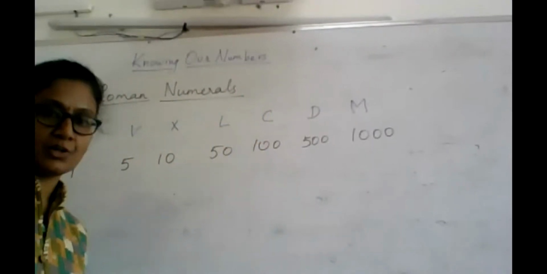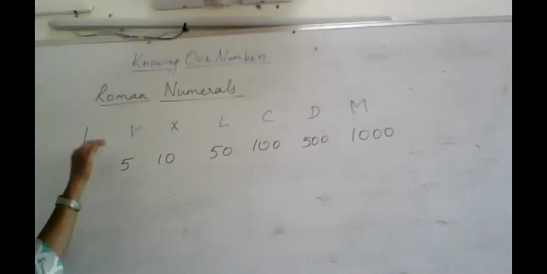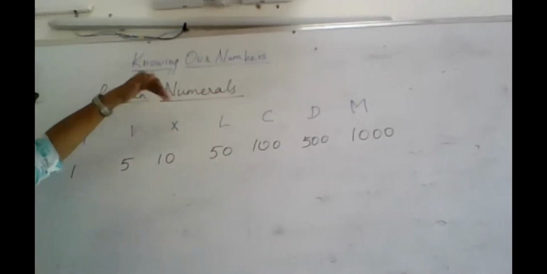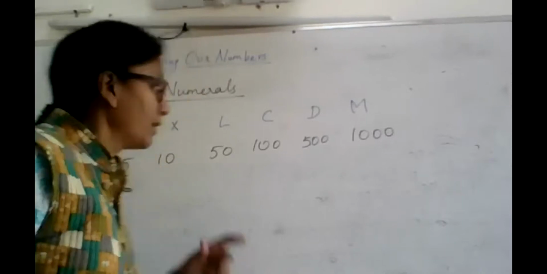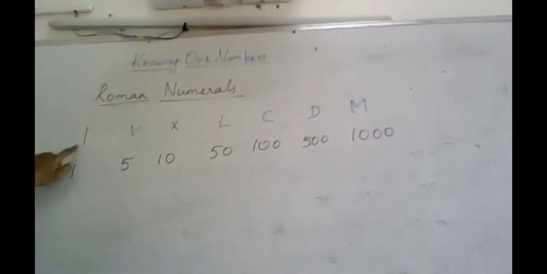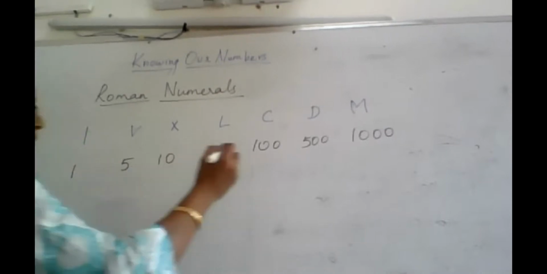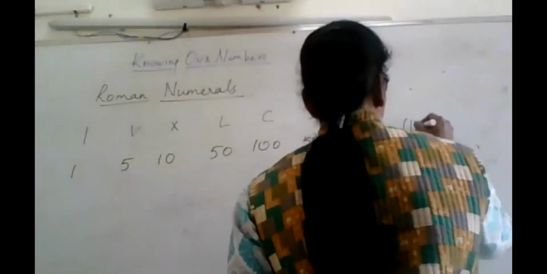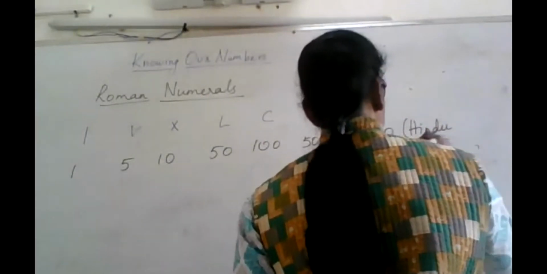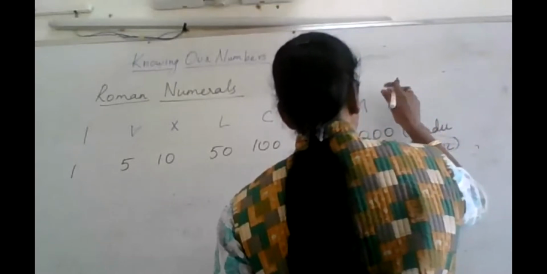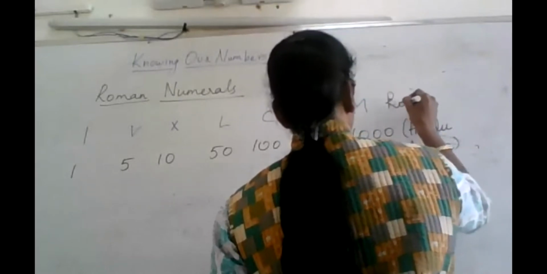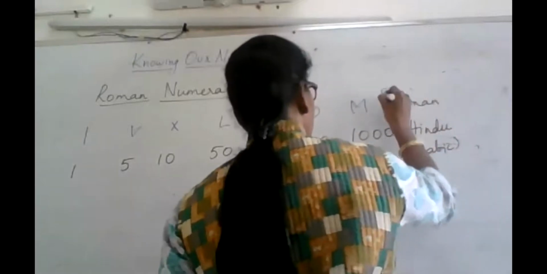So as it was already introduced to you, there are 7 symbols to represent the Roman numerals. These are the 7 symbols that you have to remember. So 1 is represented as capital I. Then 5 in the Hindu Arabic. These are the Hindu Arabic numbers, which we are using now. This is in practice. And these are the Roman counterparts.